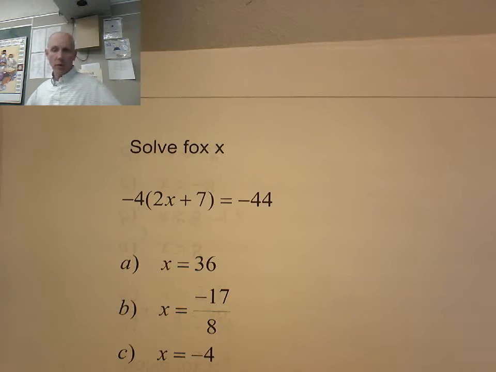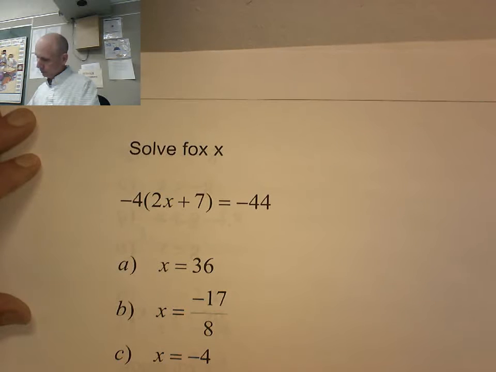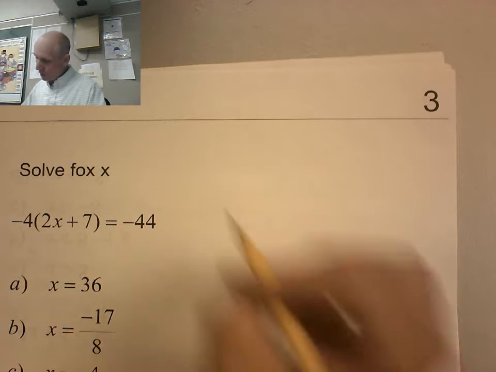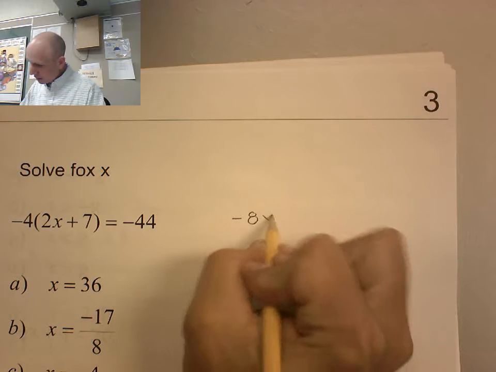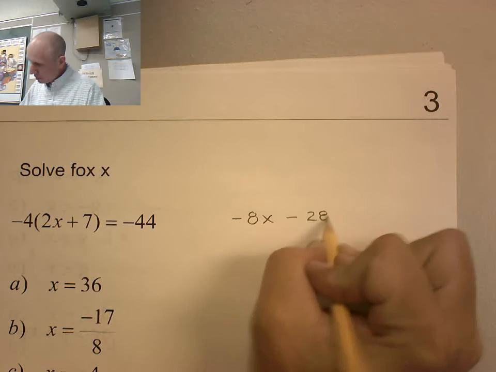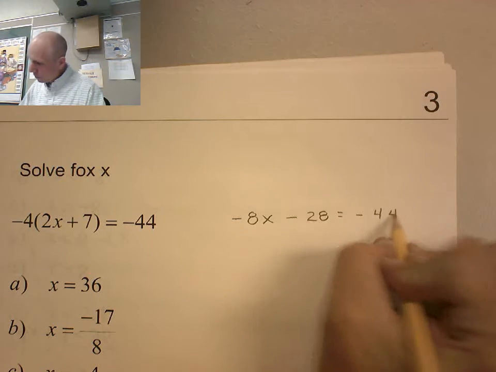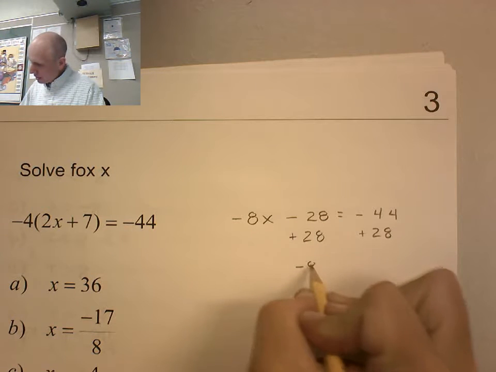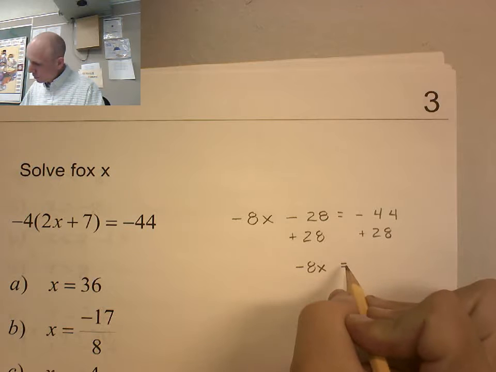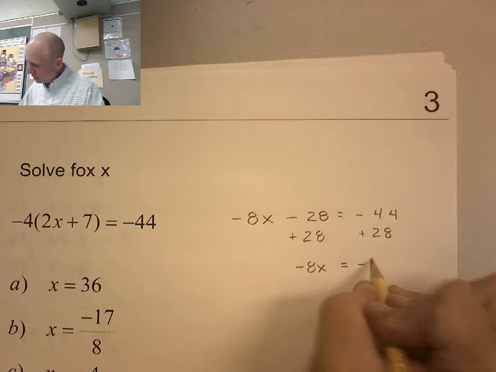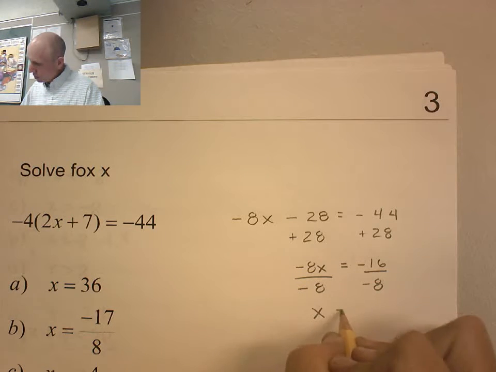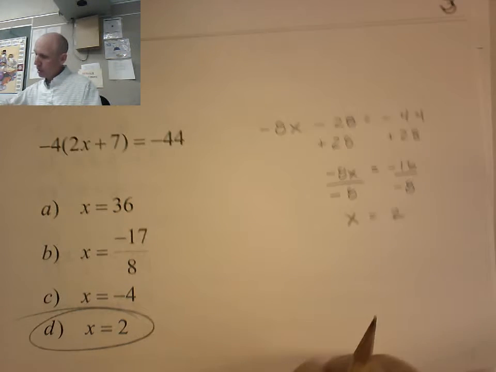Number 3, solving this for x. I'm going to distribute the negative 4, so that's negative 8x minus 28 equals negative 44. Adding 28 to both sides gives me negative 8x equals negative 16. Dividing both sides by negative 8, x equals 2. That looks like that one right there. So D, that's number 3.